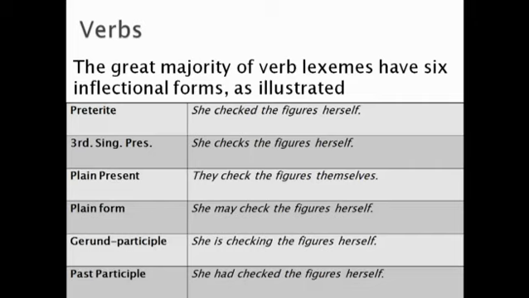So the great majority of verb lexemes have 6 inflectional forms that we can see in this chart. The preterite, she checked the figures herself. The third singular present, she checks the figures herself. The plain present, they check the figures themselves. The plain form, she may check the figures herself. The gerund participle, the famous -ing, she's checking the figures herself. And the past participle, she had checked the figures herself.